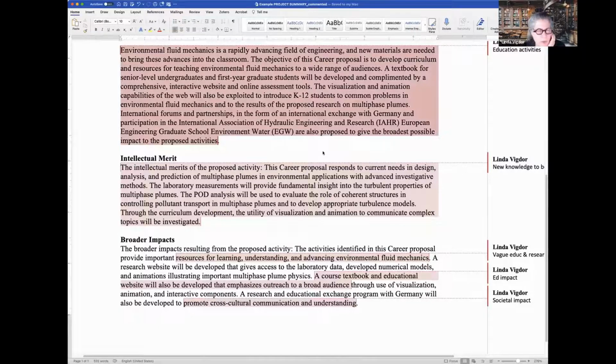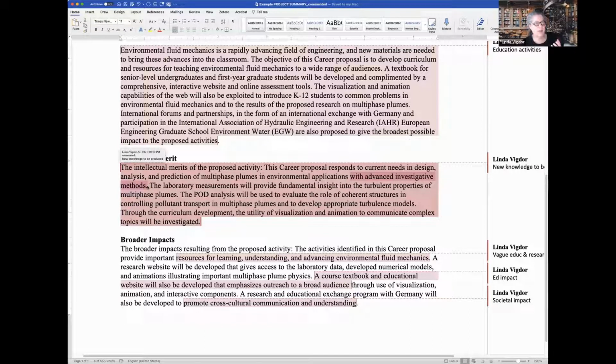I think the most important sections to look at here are the intellectual merit. Remember, the intellectual merit is supposed to pretty explicitly tell us, the reviewers, what is the new knowledge, or how does this research advance the field? Are there innovations? Those are the kinds of things we want to know here. So this sentence says it responds to current needs in design, analysis, and prediction of these plumes with advanced investigative methods. But it's all kind of vague.